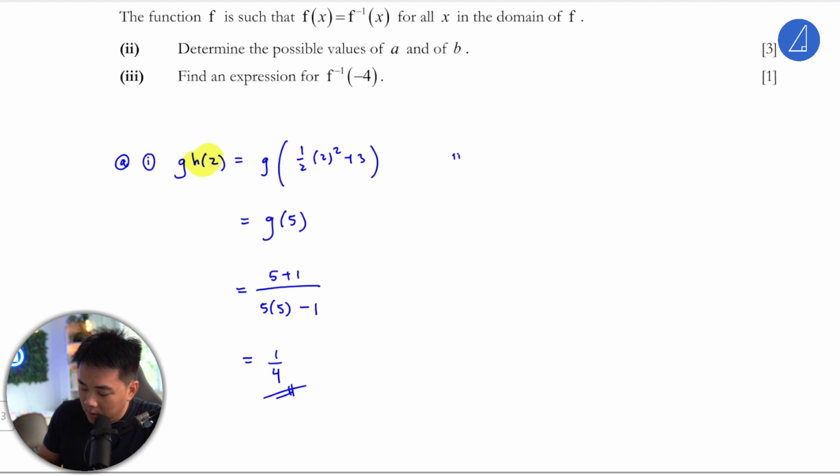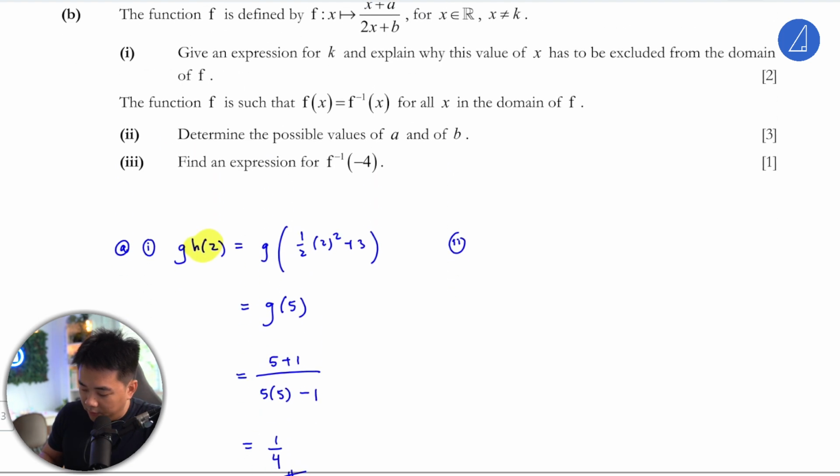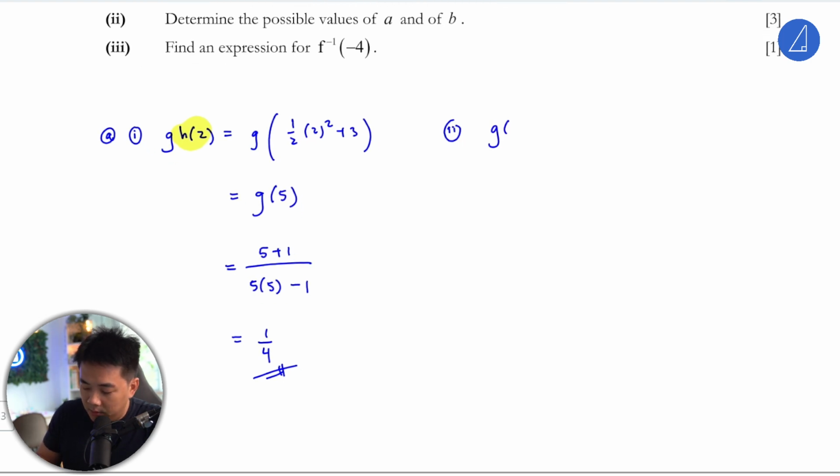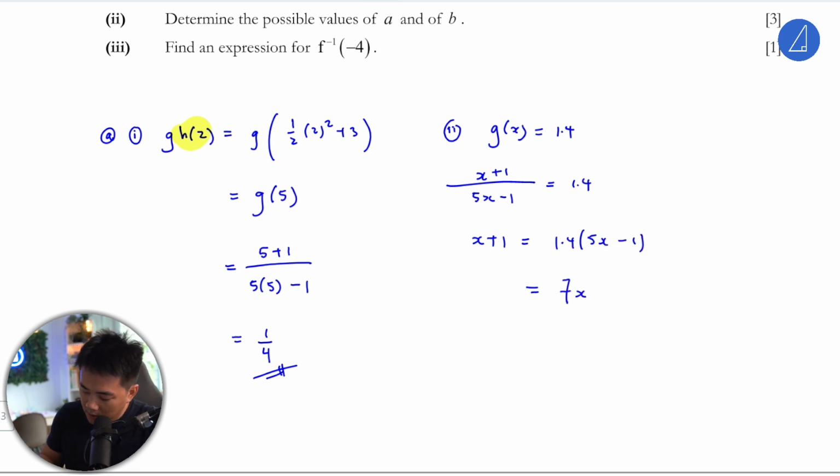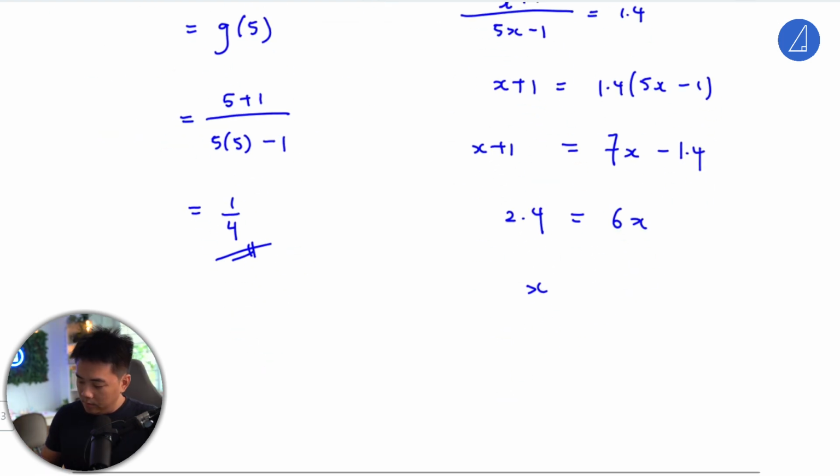Part 2 is finding g(x) equals 1.4. I think this is not an issue as well. So g(x) equals 1.4 will mean that x plus 1 over 5x minus 1 is equal to 1.4. Then what we need to do is just solve this linear equation here. Shouldn't be an issue. Okay, expand: 7x minus 1.4, x plus 1. So this is 2.4 equals 6x. So x is given by 2/5. Okay, I think the first part should be quite okay.